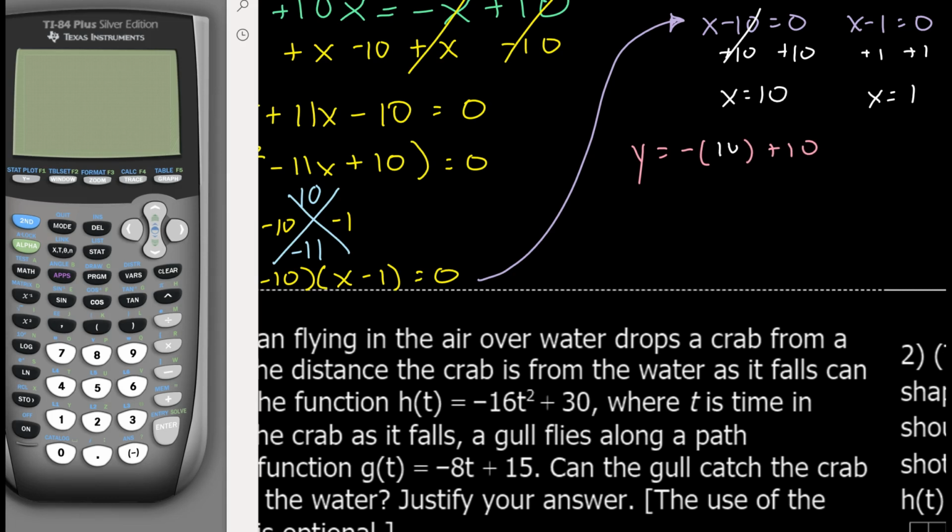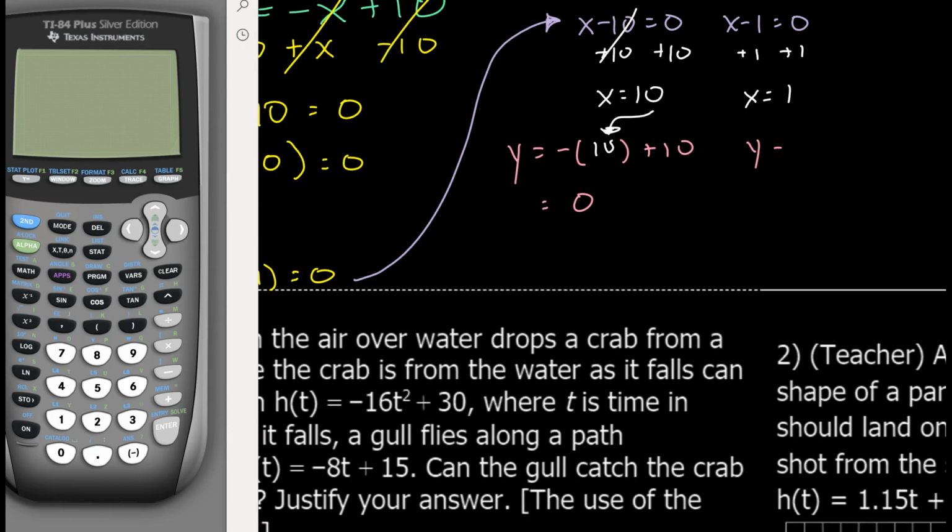So we have, plugging in our first x, 10. Negative 10 plus 10 is how much? 0. Then we do the exact same thing for the other x we found, 1. Negative 1 plus 10 is how much? 9. So how do I write my two solutions? (10, 0) is my first. And then (1, 9).